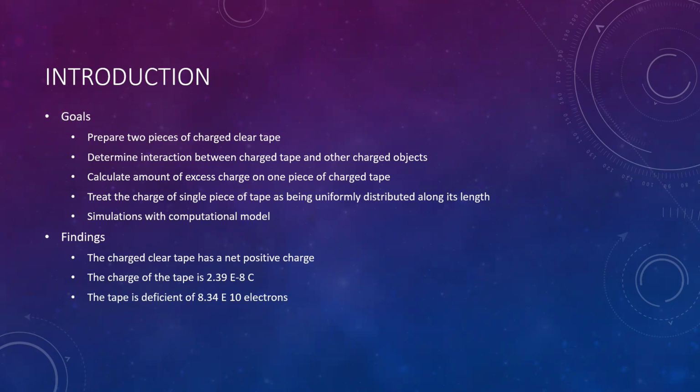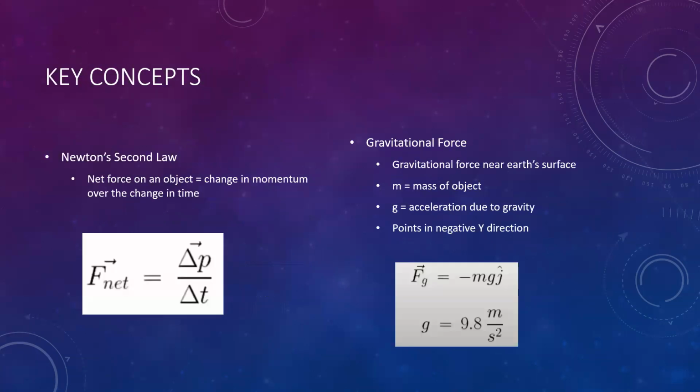So the preliminary findings are that the charged clear tape had a net positive charge. The charge on the tape was 2.39 times 10 to the negative 8th coulombs, and the tape is deficient of 8.34 times 10 to the 10th electrons.